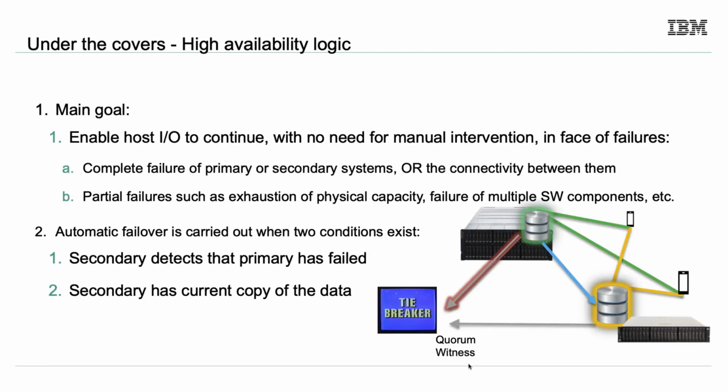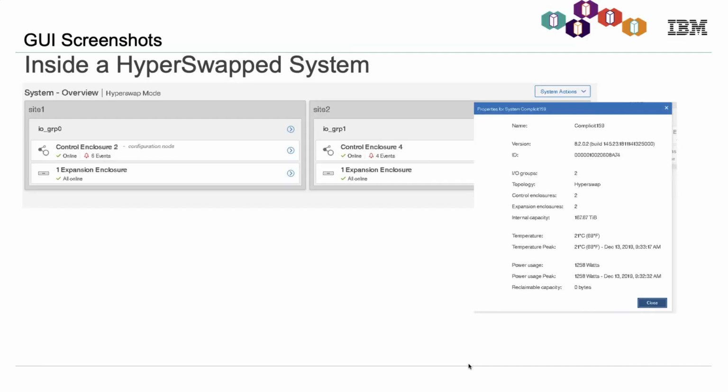So that logic is basically that we want to make sure the host IO always continues no matter what failure. That quorum witness is always going to manage and monitor everything that's going on and make sure that if it needs to step in as a tiebreaker between two different storage systems, it'll choose the winner based on the logic.